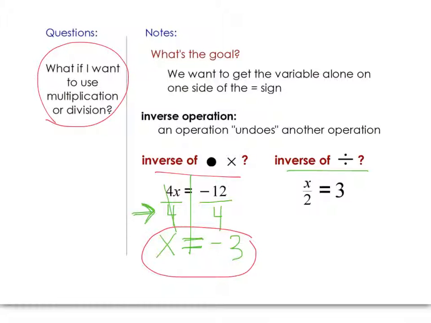So what's the inverse of division then? Multiplication. Well, I have x divided by 2. Now, if I have a fraction, I want to multiply both sides by 2, or you can think about it being 2 over 1. If I have 2 over 1 times x over 2, those 2's cancel out. Well, I'm left with 1 times x, or just 1x, equals 3 times 2, which is 6.